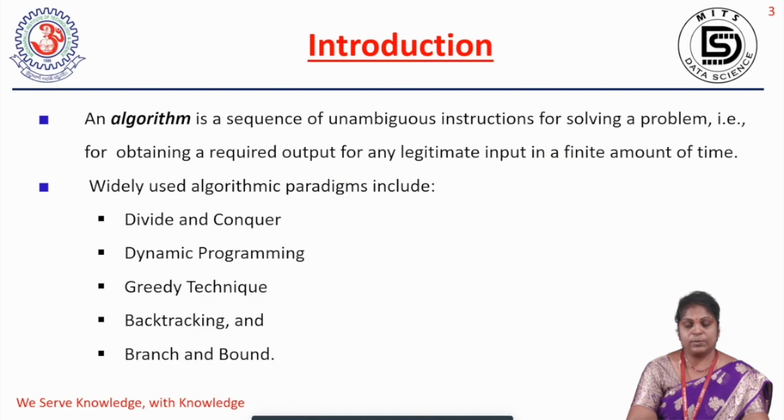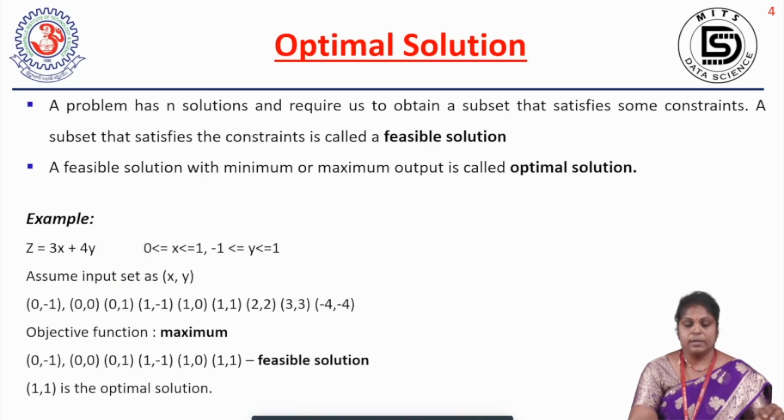Here we get the question: what is an optimal solution? Suppose you take a problem, there will be n solutions. Among the n solutions, some solutions may satisfy the conditions given in the problem. Those solutions are called feasible solutions. A feasible solution with the minimum or maximum output is called an optimal solution.